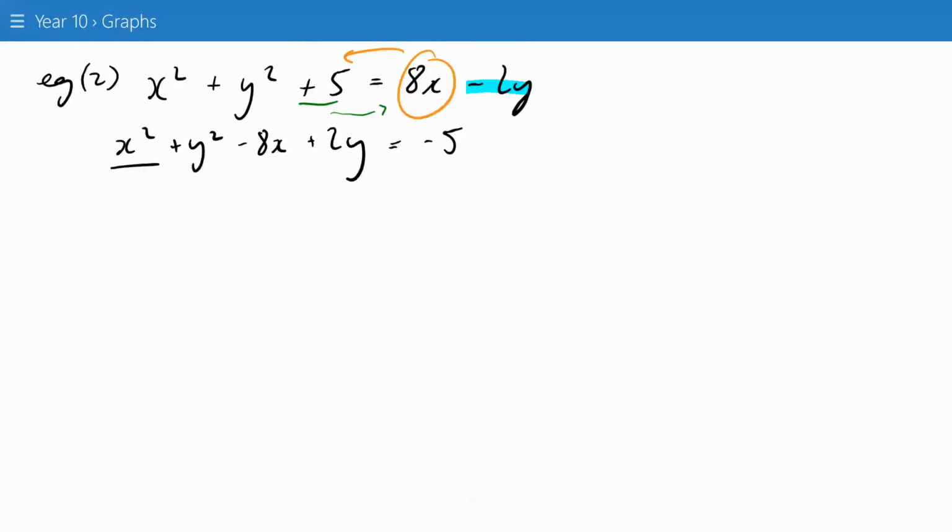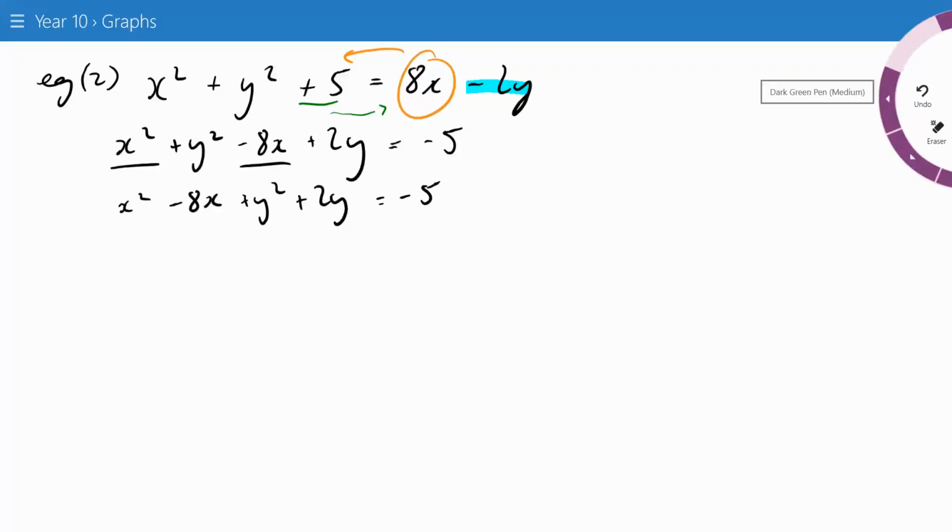First of all, let's move x squared and minus 8x next to each other. So that is x squared minus 8x. Don't go changing that minus 8 to a positive 8 because we're not moving anything over an equal sign. We're just rearranging it here. Now let's deal with these, y squared plus 2y equals negative 5. So it's much nicer if you put it next to each other to work with.